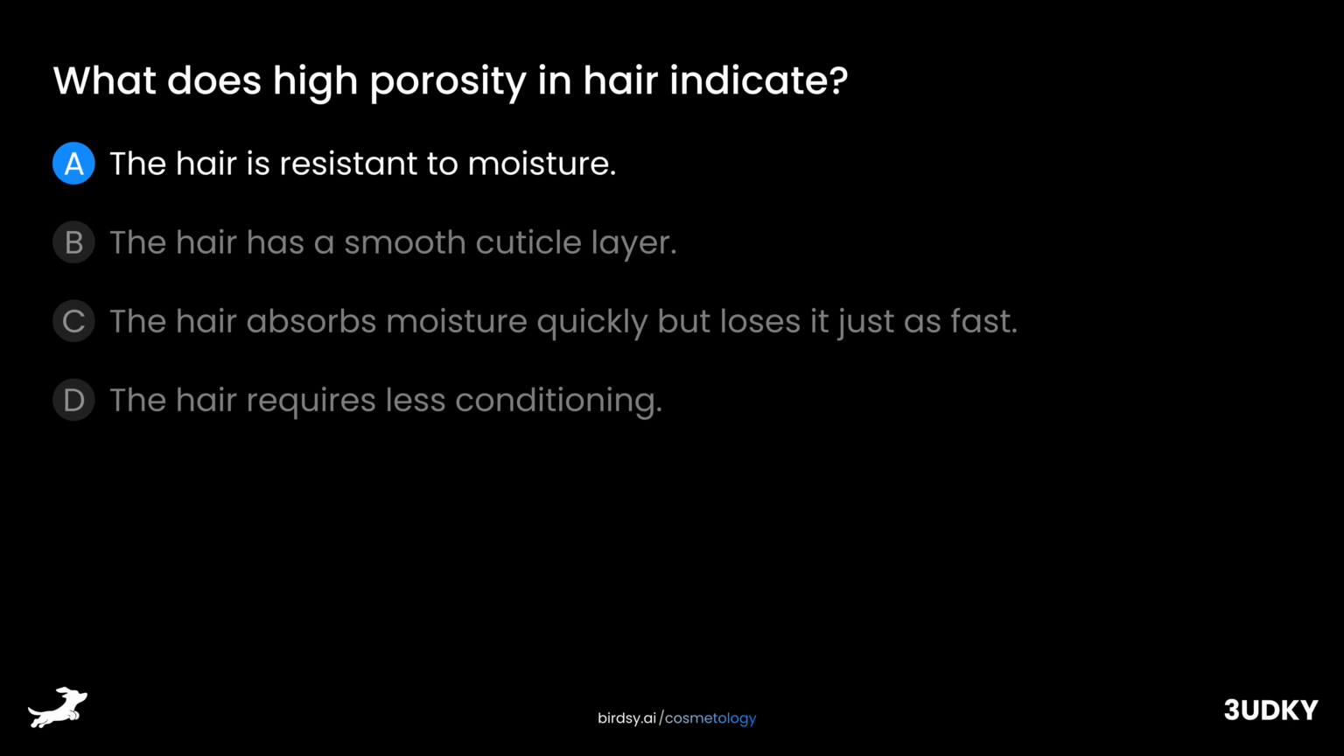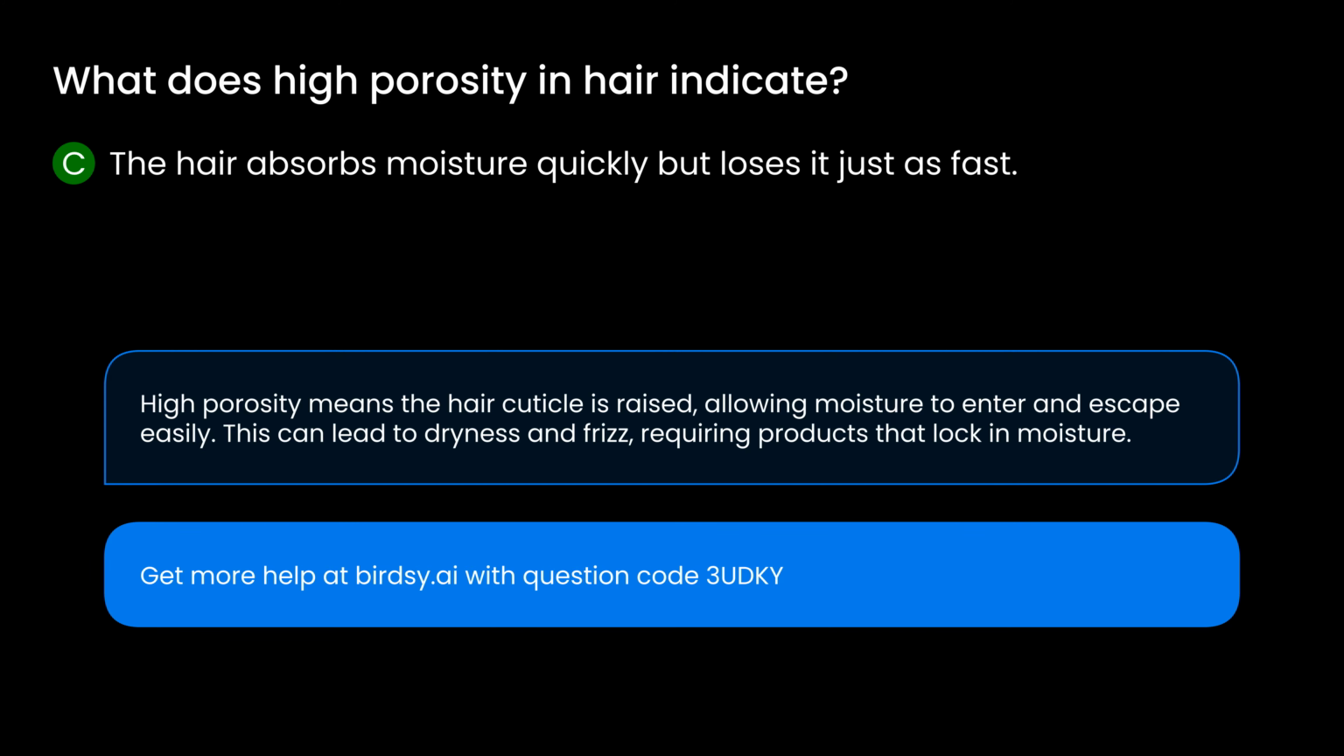Is it A, the hair is resistant to moisture, B, the hair has a smooth cuticle layer, C, the hair absorbs moisture quickly but loses it just as fast, or D, the hair requires less conditioning? The answer is C, the hair absorbs moisture quickly but loses it just as fast. High porosity means the hair cuticle is raised, allowing moisture to enter and escape easily. This can lead to dryness and frizz, requiring products that lock in moisture.